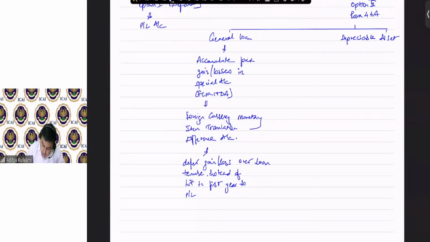The second part was, sir, I have taken this loan to acquire a depreciable asset. So what I would do is accumulate the forex gain or loss in property, plant, and equipment. That is, capitalize.